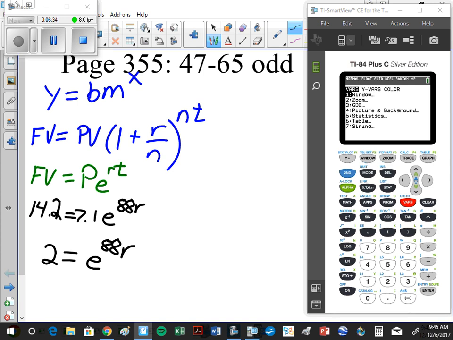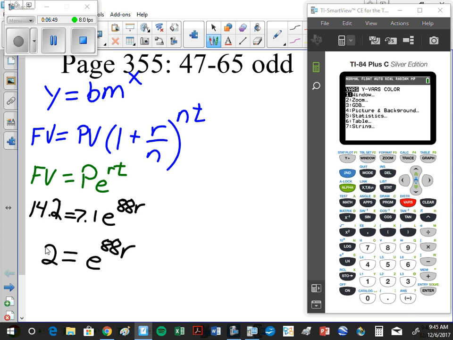Now what do I need to do? I need to ln both sides. Why do I want to use ln? The ln of e is 1. So do you see now why our calculator has the ln button?